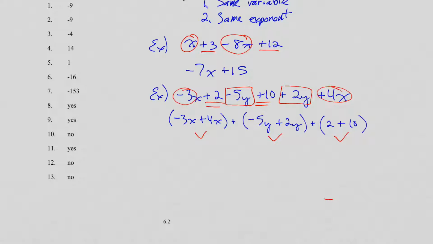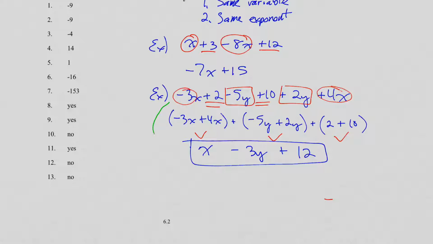Okay, so regardless of how you do it, the x's go together. And that's going to create a positive 1x. And then negative 5 plus 2y is negative 3y. And then 2 plus 10 is 12. So this is what we mean by combining like terms. So this big thing ended up being expressed in a simpler fashion using 3 terms.